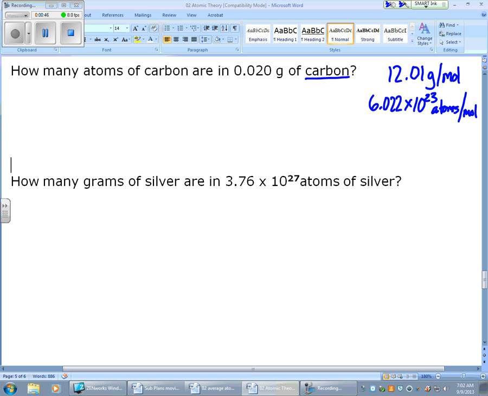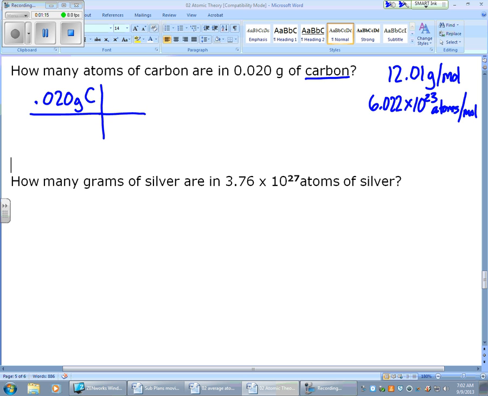Now what we're going to do is combine those two conversion factors and put them together to do one-dimensional analysis problems and go from grams to atoms or atoms to grams. So for this first problem: how many atoms of carbon are there in 0.020 grams of carbon? What I'm going to do is start with the number that's given to me in the problem, 0.020 grams of carbon.